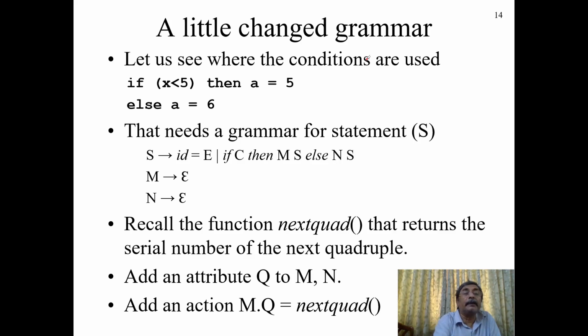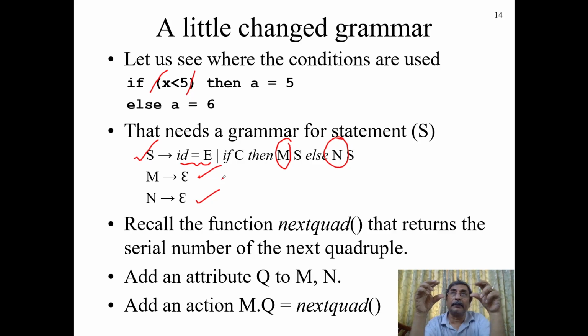Again, this is my sentence without the parenthesis. The same S, this part remains as it is. But you see this M here and this N here, two more non-terminals. What is M doing? Doing nothing. What is N doing? Doing nothing. They will not add anything to the sentence, but they will remember the next word. What is meant by next word? Recall.